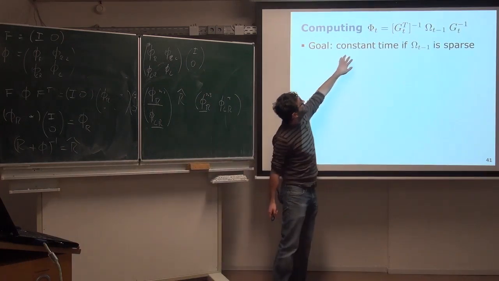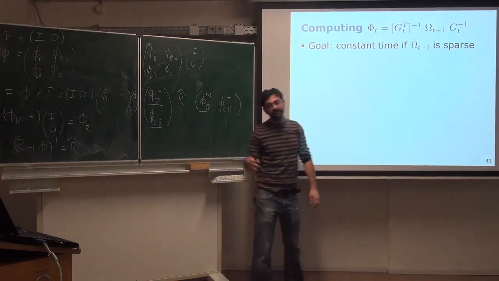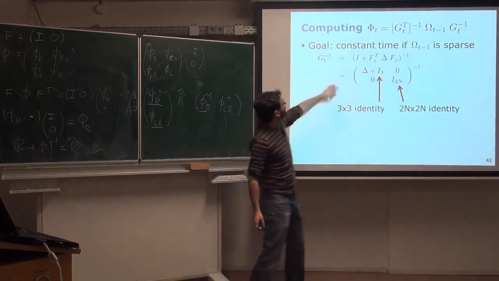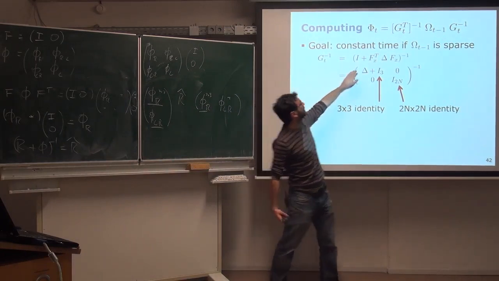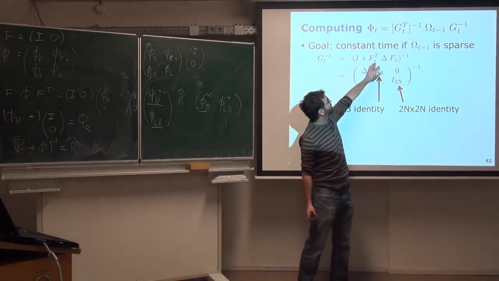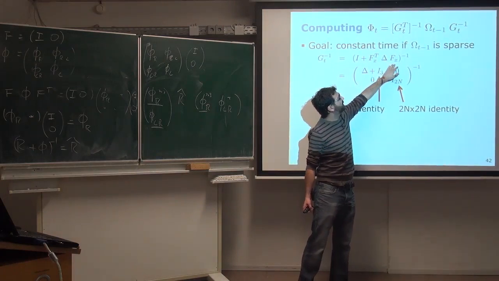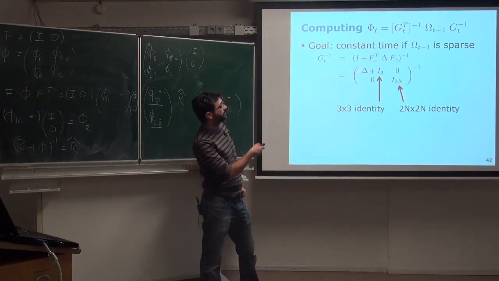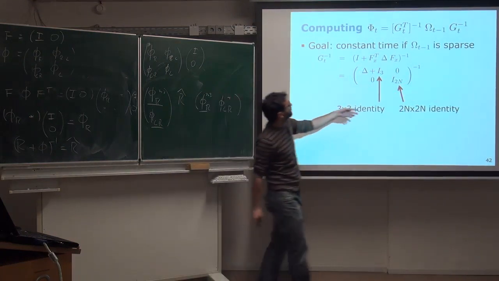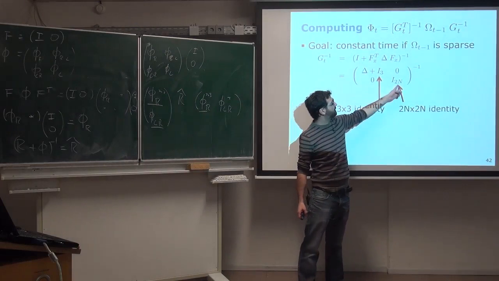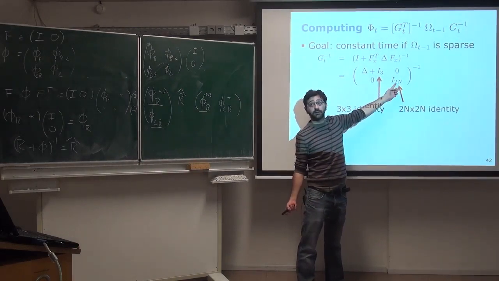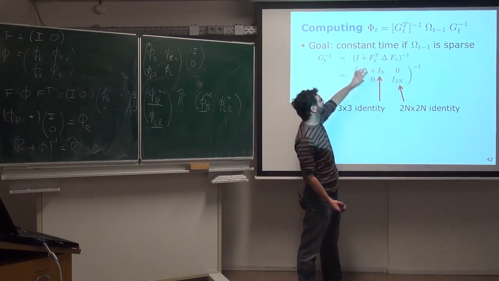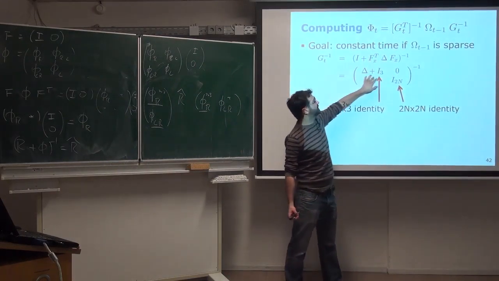So again, if phi is sparse and bounded, as I was saying before, we can still do it in constant time. So if you now look at the structure of G, this is equal to E plus F transpose delta F at minus 1. Okay? Now this is actually equal to this matrix here, which is the identity plus delta and the identity down there.